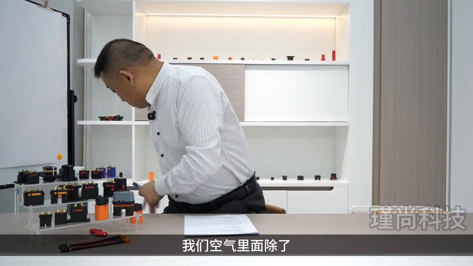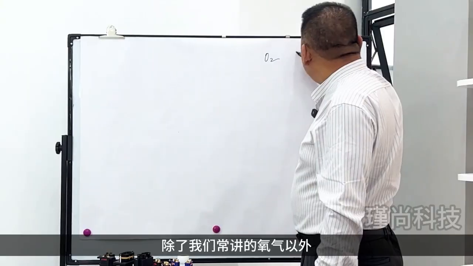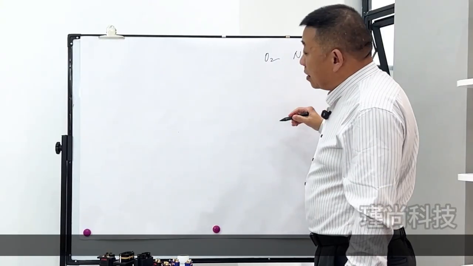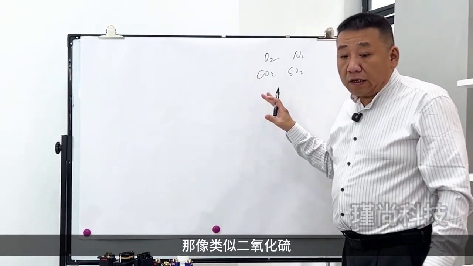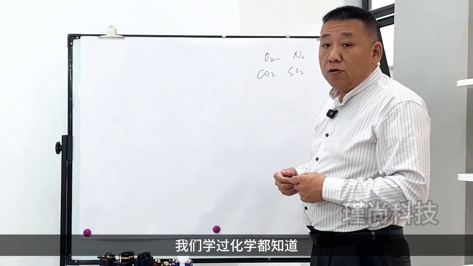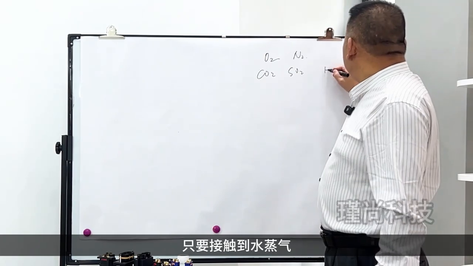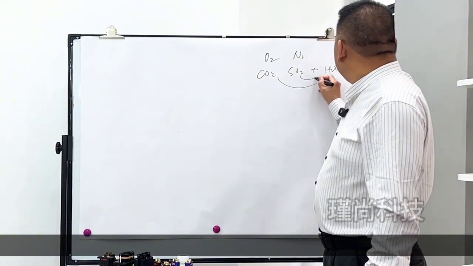It is a very slow process of chemical corrosion, because in our air, besides the oxygen we often talk about and nitrogen, there is more, like carbon dioxide and sulfur dioxide. Gases like sulfur dioxide and carbon dioxide, we all know from studying chemistry, as long as they come into contact with water vapor, can produce some weak acids.